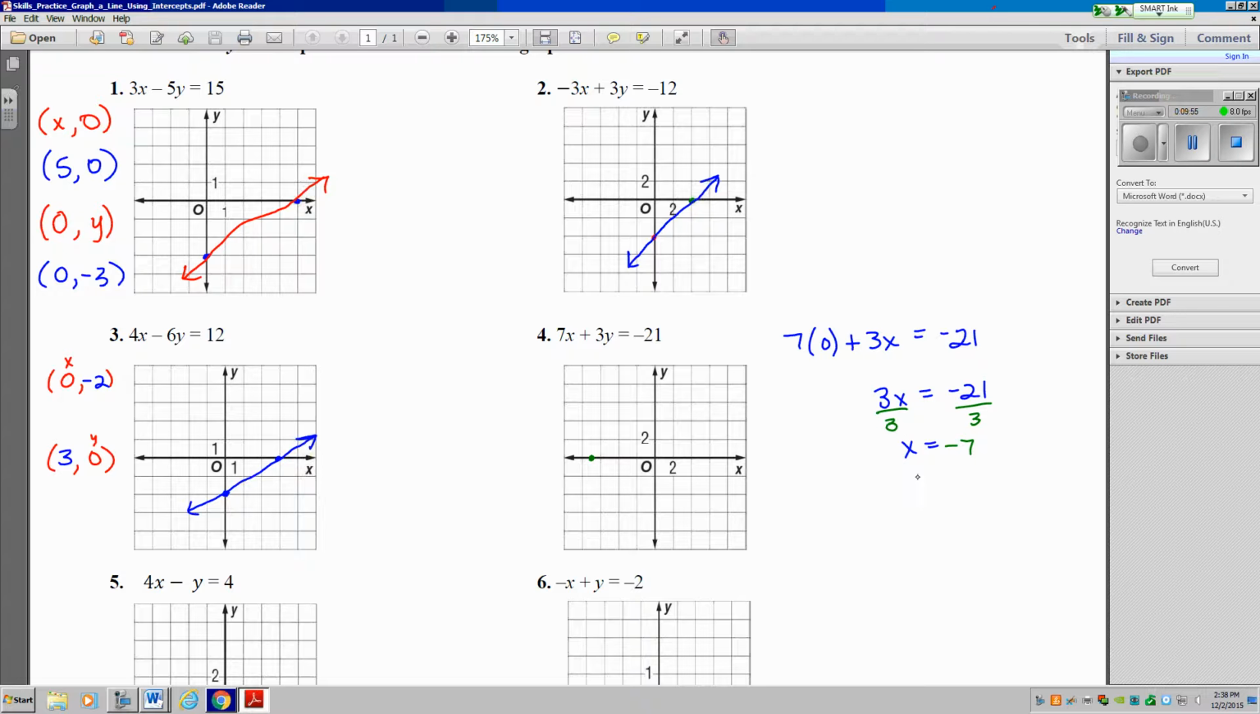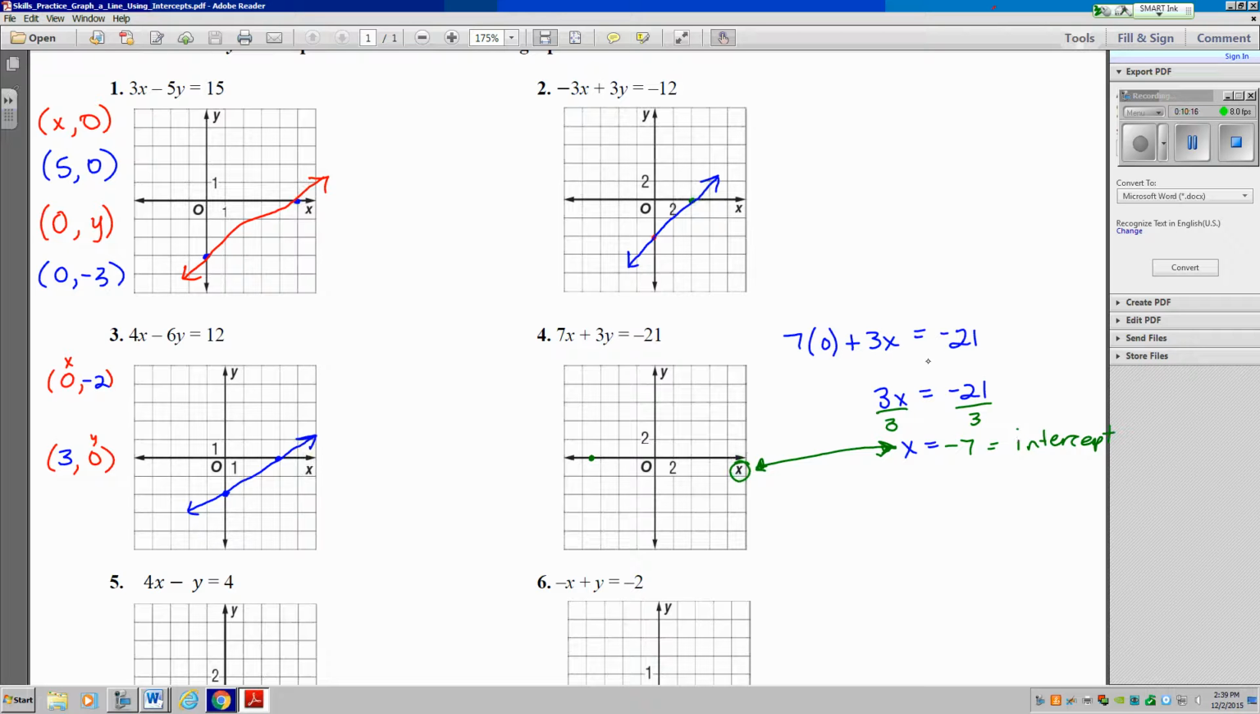I have solved where x is negative 7. So on the x-axis, I will put my point at -7. When I know I'm solving for the x-intercept, that's what this means. That's what I'm solving for, so that's what this means, intercept, because that's what I'm solving for.